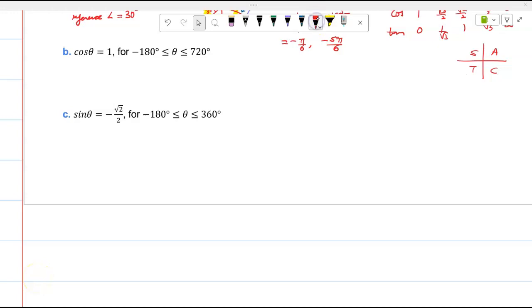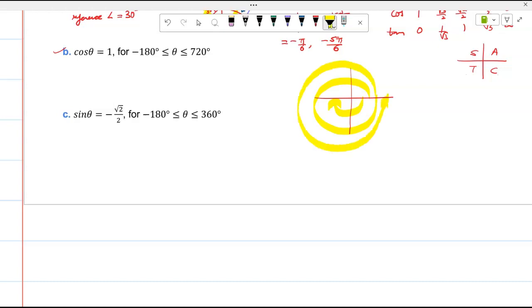What you need to do in this case is, you need to first understand the extent of the angle. I'm doing part B. The extent of the angle, I'll use this marker and give you. So it is minus 180, and it is 720. So one circle is 360, and the second circle is how much? So that's the extent. But you need to mark that.